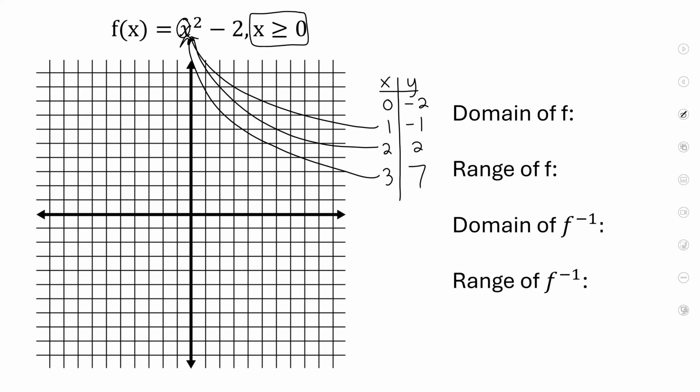Good, 7. Because 3 squared is 9, minus 2 is 7. Good, that's my table. Guys, go ahead and graph those points, and then find the inverse. Go ahead and do it. Ready, go. Graph it.